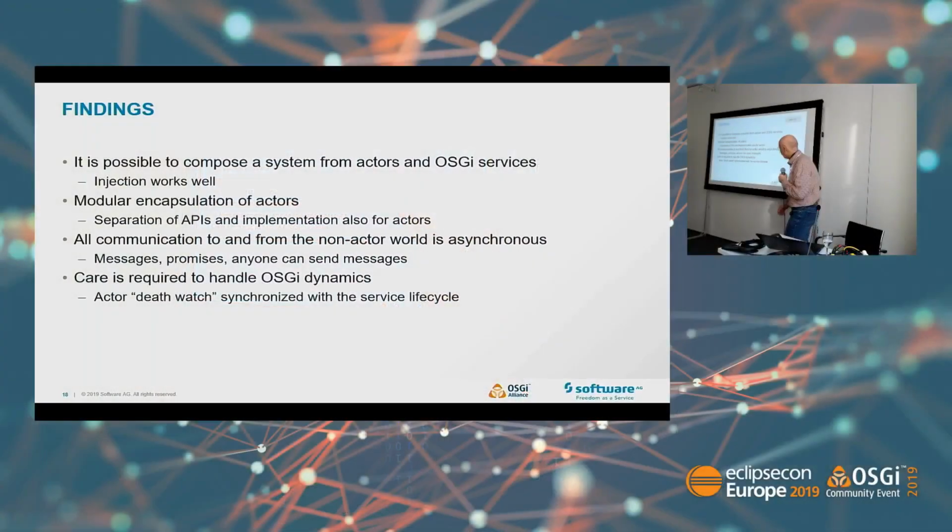Okay, so the findings. We found, yes, it works. We can construct a system in this way. We can use actors in OSGi, and it feels quite comfortable, especially because this injection of the services works quite well. We feel it's quite modular in the sense that we have a good separation. We have API bundles for the actor APIs, and implementation bundles. It feels just like when we construct other services as well.